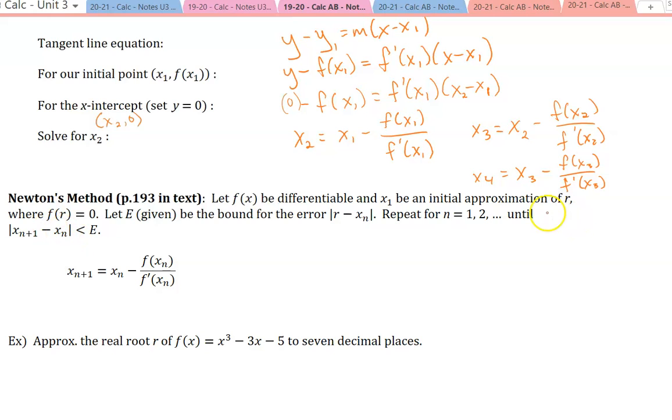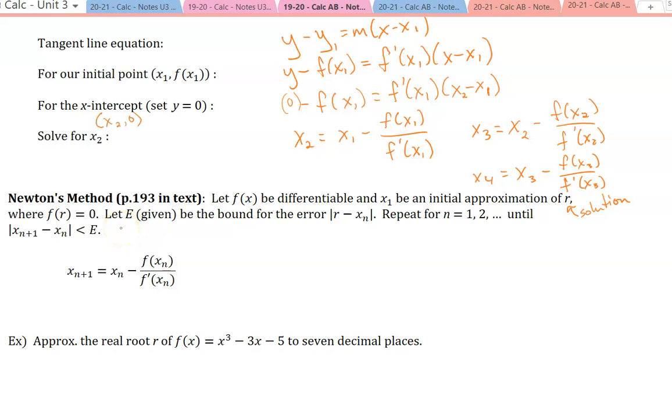When it says r where f of r equals 0, that means that r is the solution, and that's what we're trying to solve for, okay? And then E represents the error. That means how far off can we be. So it'll be given to you as like approximate this solution to 5 decimal places or 7 decimals or something like that, and that's what that means by error.